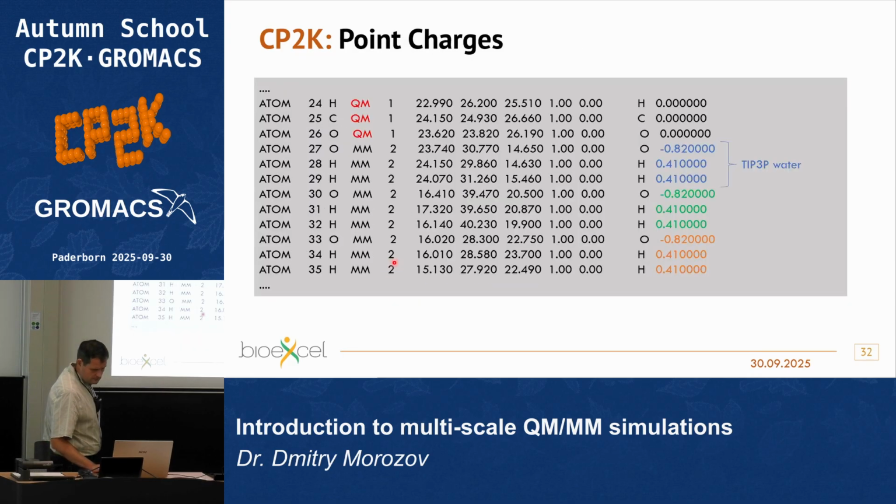Okay, and this is how that PDB file looks. It's just split into two parts, QM and MM. For the QM part, the point charges are 0, and for the MM part, the point charges are put into an additional field in the PDB file, here at the end of the string.